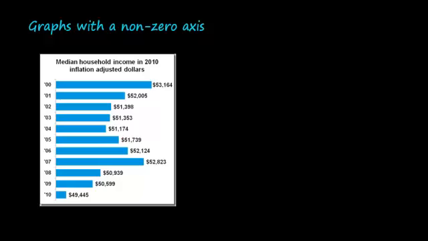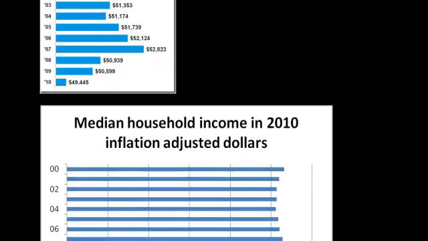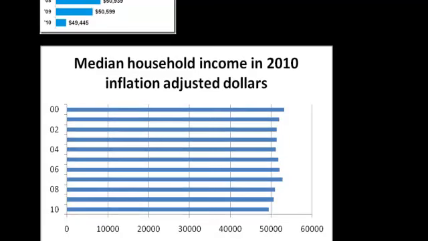And so let's look at this same chart if we do start at zero. And notice that to the right, it's not as dramatic. The difference between 2010 and 2000 is not as dramatic. Now I'm not saying that there's not a difference. There is a difference, and I'm not saying it's not a concern that median household income appears to have dropped. But what I'm saying is that using a non-zero axis makes that difference much more dramatic than if we start at zero.